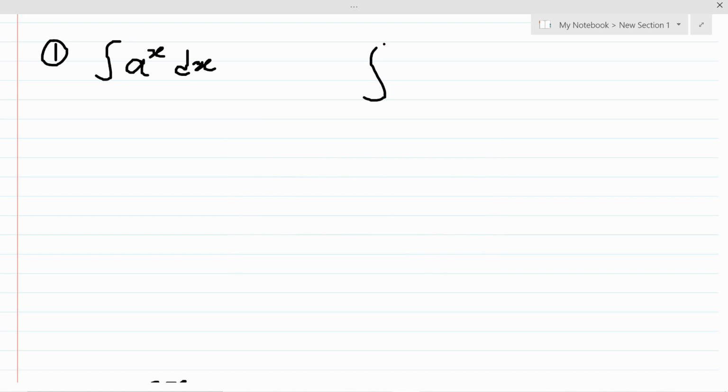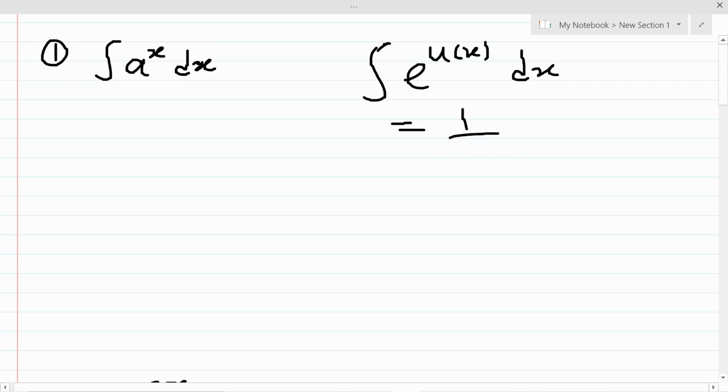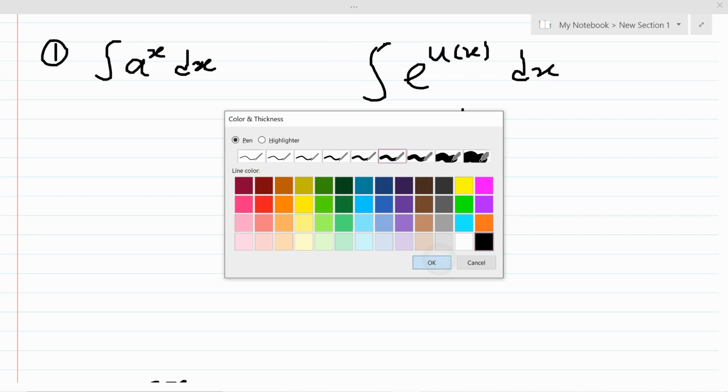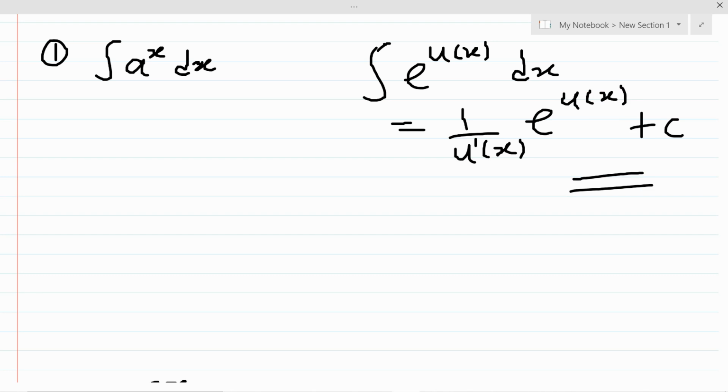If I have the integral of e to the power u of x, what this means is that the power there is a function of x, then the whole of this will give us 1 over u prime of x, where u prime of x means the differential of u, then e to the power of the same u of x, then plus c. So kindly keep this.